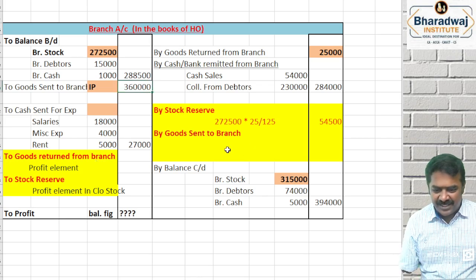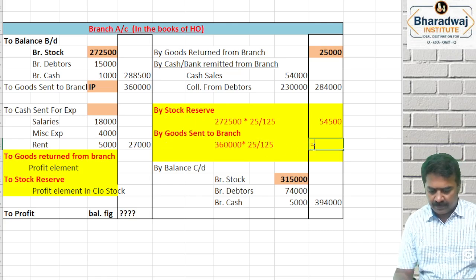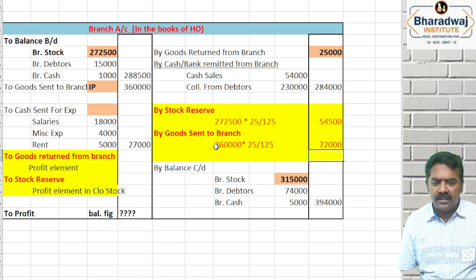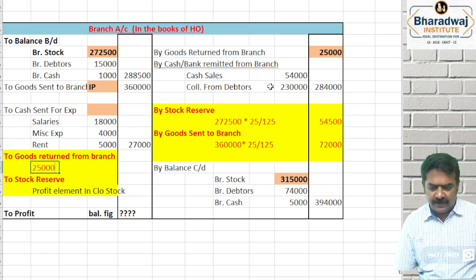Goods sent to branch, 3,60,000 into 25 by 125. 72,000. Goods returned from branch, the profit element 25,000 into 25 by 125. We remove on the debit side.